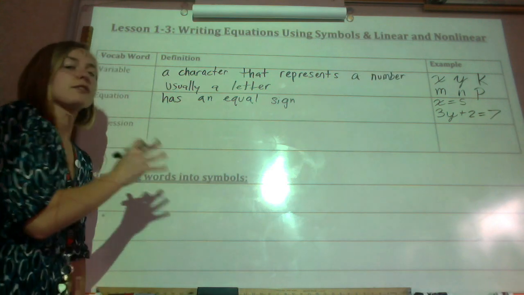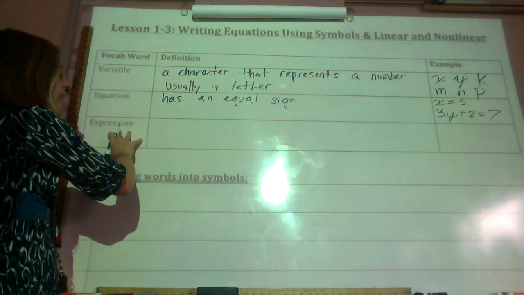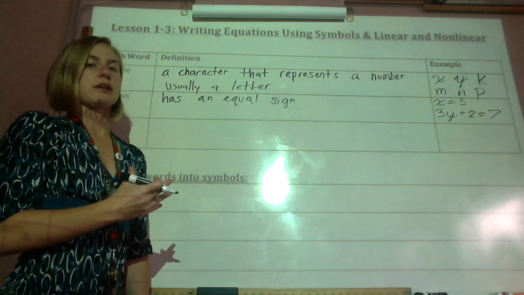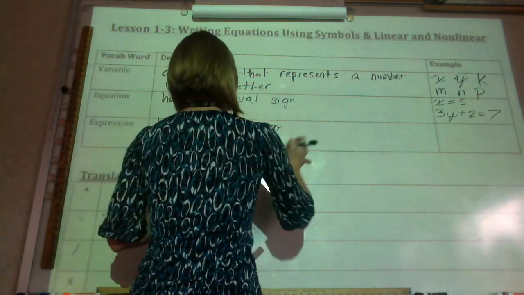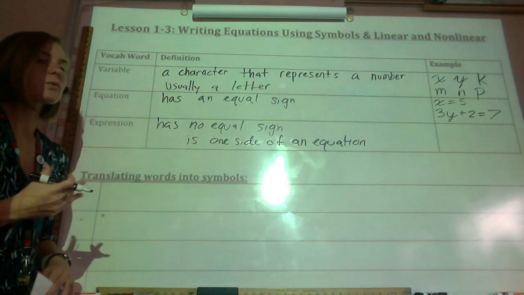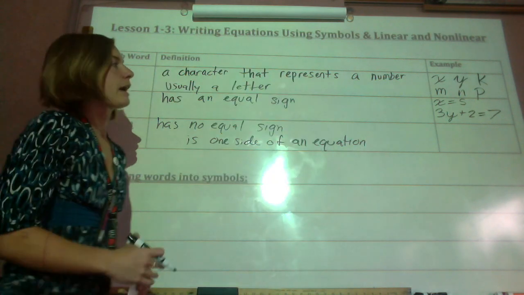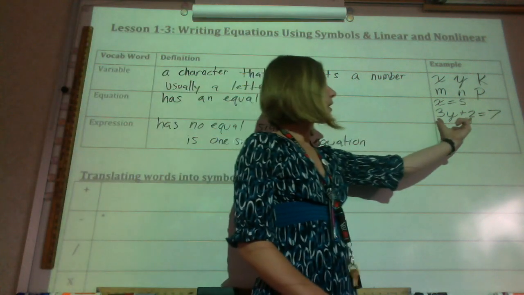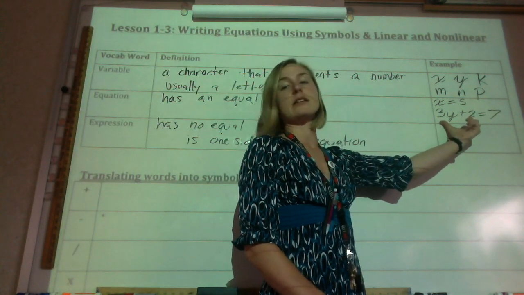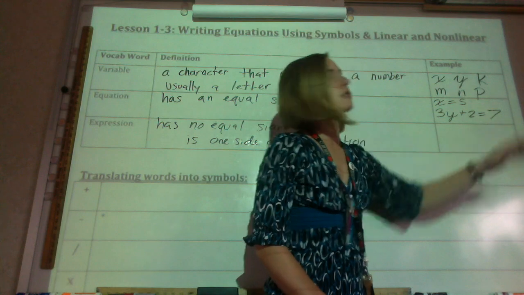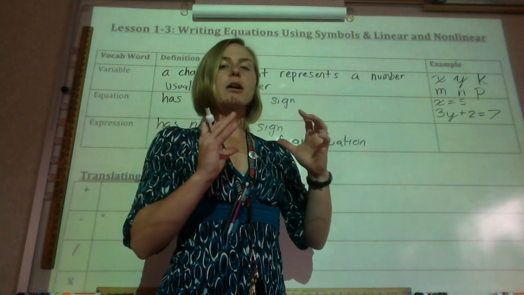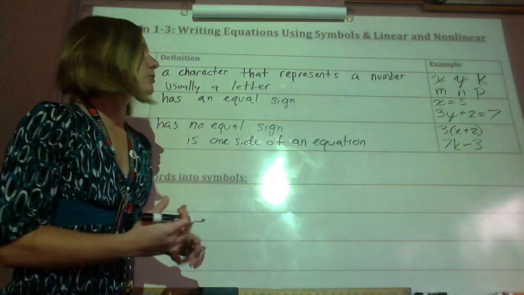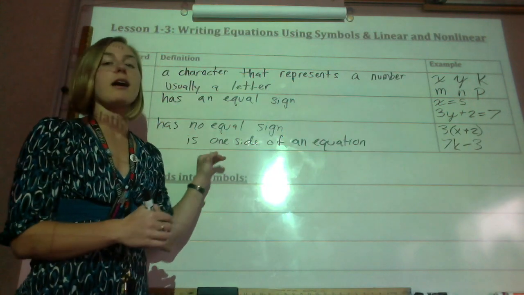But an equation is different than an expression, and that's our next vocab word. An expression is essentially one side of the equal sign. So let's get that down. It's just one side of an equation. So actually, if we take a look back at our equations that we just previously wrote, 3y plus 2 is an expression. 7 is an expression. Okay, so it's just that part, but it doesn't actually equal anything out. So those are some base words that will be coming up a lot in this unit.